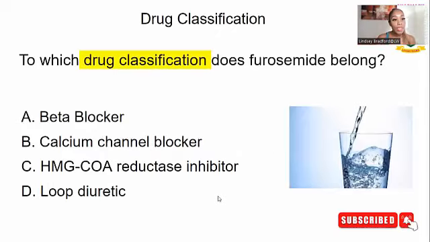The next one talks about drug classifications, okay? So the drug classification is the way that the drug is categorized, right? How is this drug categorized? Is it categorized as a beta blocker, a calcium channel blocker? Is it categorized as a loop diuretic? What is it? Well, the drug is furosemide. Say that with me, furosemide, right?